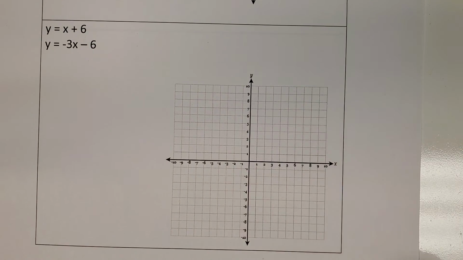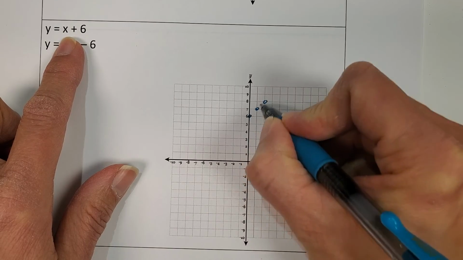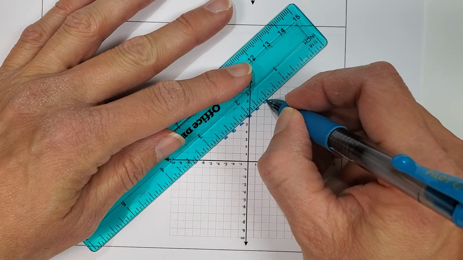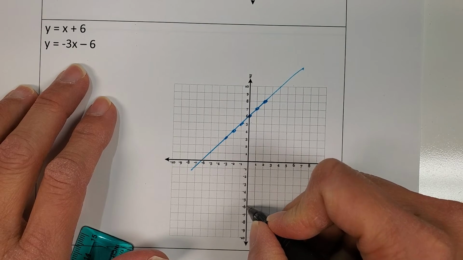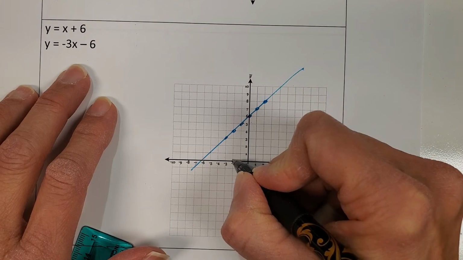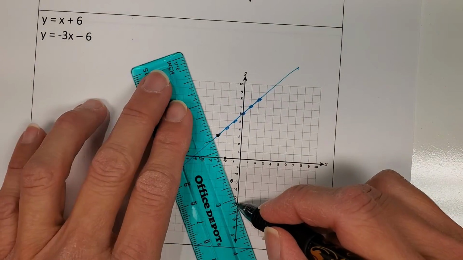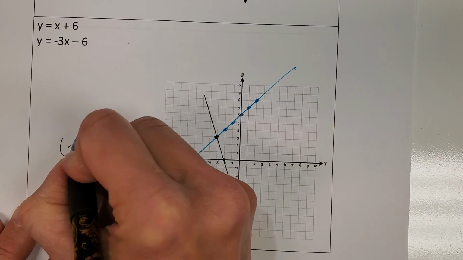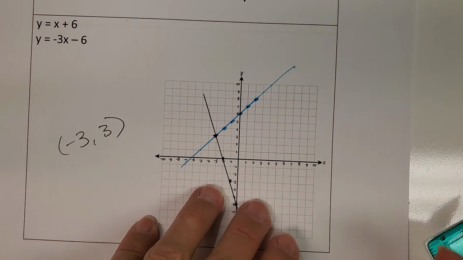Okay, just a couple more. So our y-intercept is 6, our slope is 1. So we're going to graph that line. And then our slope is -3 and our y-intercept is -6. So up 3, left 1, up 3, left 1, up 3, left 1. And I see a nice little spot where they're intersecting, so I'm pretty sure I'm right. Of course, you can always check it like I showed you. So that's -3, 3. That is my solution.